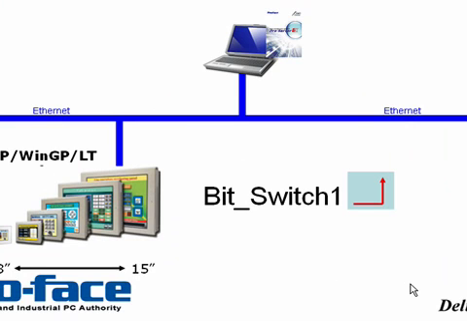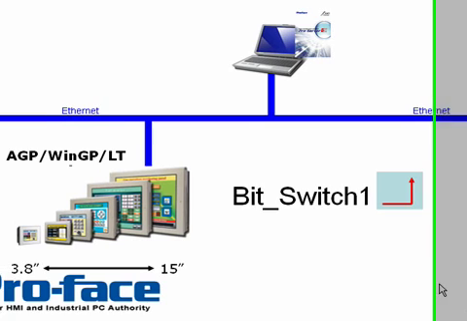In this case, we're going to use a bit switch on one of the screens. The positive edge of that bit switch we'll call a trigger.